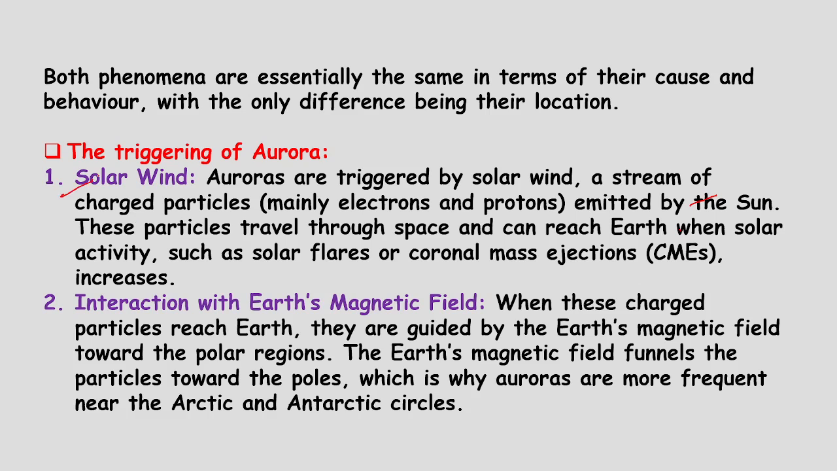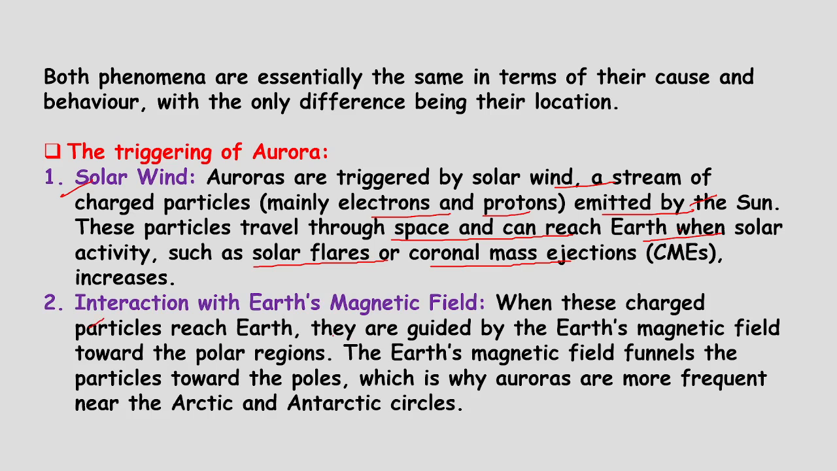First point, solar wind. Aurora are triggered by the solar wind, a stream of charged particles, mainly electrons and protons, emitted by the sun. These particles travel through space and can reach Earth when solar activity, such as solar flares or coronal mass ejections (CMEs), increases. Okay, and the second one is interaction with Earth's magnetic field.